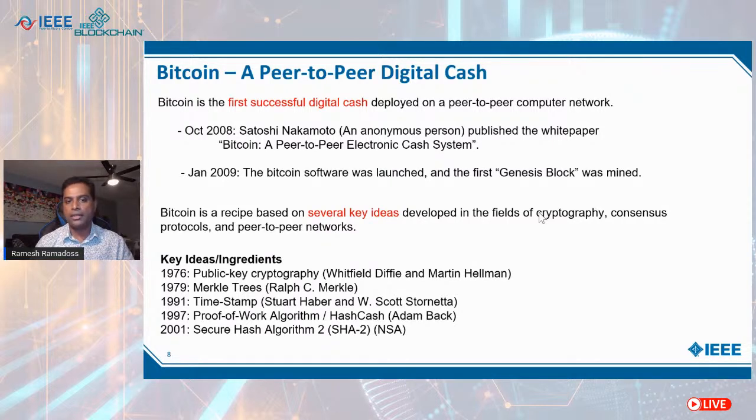Now, Bitcoin didn't come out of nowhere. It's actually a recipe based on several key ideas which have been around for many years. You can see a list of ideas: 1976, public key cryptography. Then 1979 Merkle trees, and 1990s timestamping. And there's also the proof of work algorithm, 1997. And there's also the 2001 secure hash algorithm. So Bitcoin basically combined all of these ideas, and that's how it was implemented.